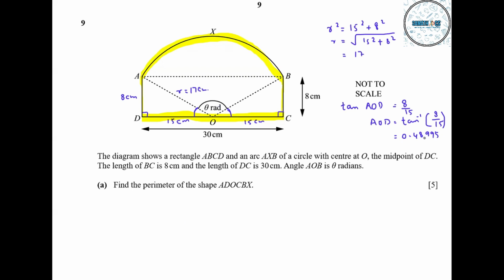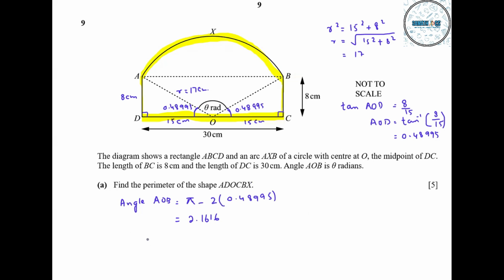So we have taken out AOD, which is 0.48995. So this is also 0.48995. The sum of all these is equal to pi. That is equal to 180 degrees. So in radians we say pi. Pi minus 2 into 0.48995, which is equal to 2.1616. So once we have got this angle, we can now easily find out the arc length, which is AXB.